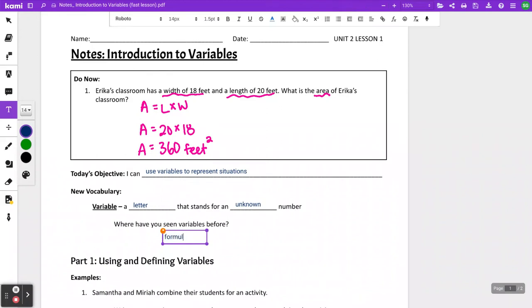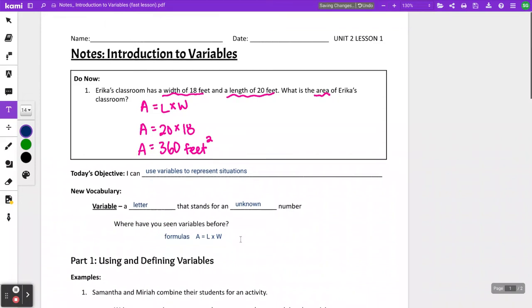We've seen them in formulas, like the formula for area, where we say area equals length times width. In that formula, we're using three different letters or three different variables to represent different numbers. When I wrote this formula out, I wrote this because we didn't know the area. And this formula just says to calculate any area, you take the length times the width. I'm using all of those letters to represent numbers.